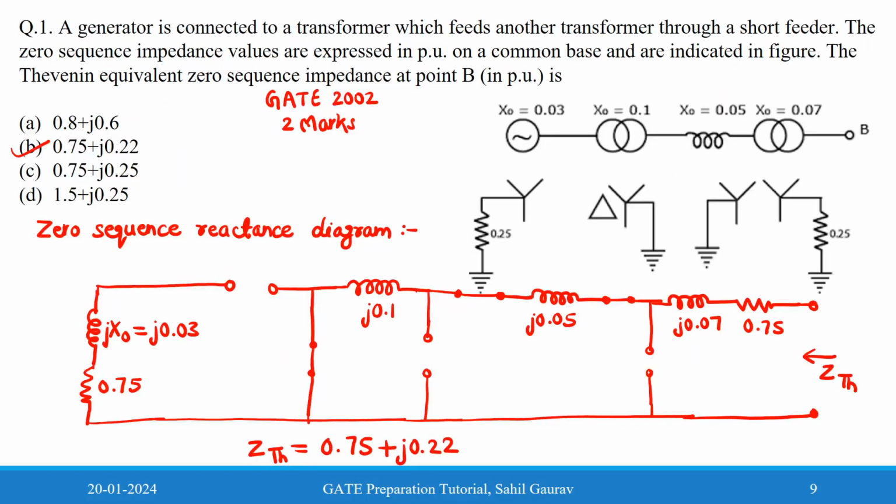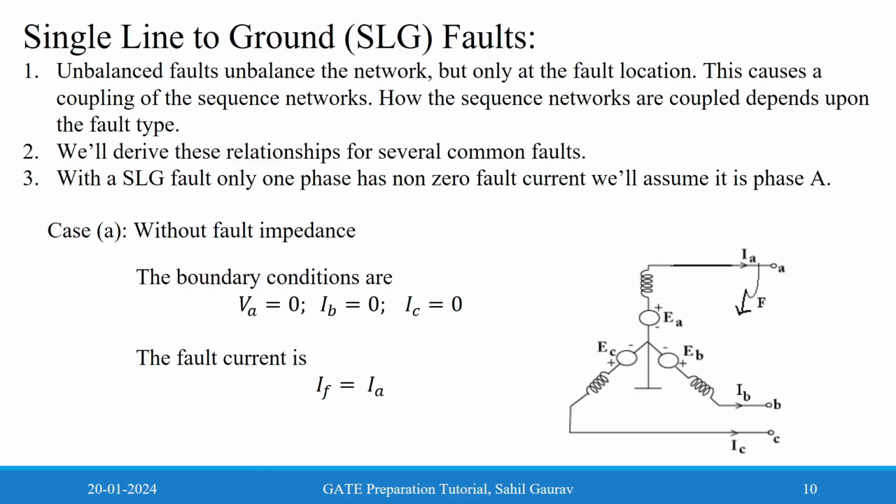So now let us come to the unsymmetrical faults. Basically in unsymmetrical faults we study three types of fault: single line to ground fault, line to line fault, and line to line ground fault. After these faults, the system becomes unbalanced, and therefore we have to do the symmetrical component analysis while doing the unsymmetrical fault analysis.